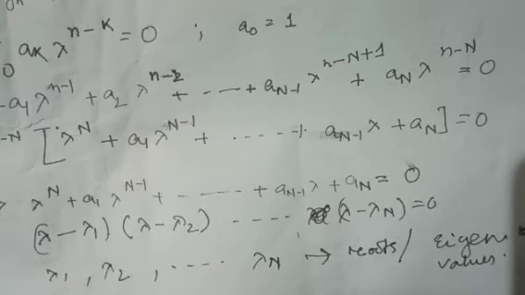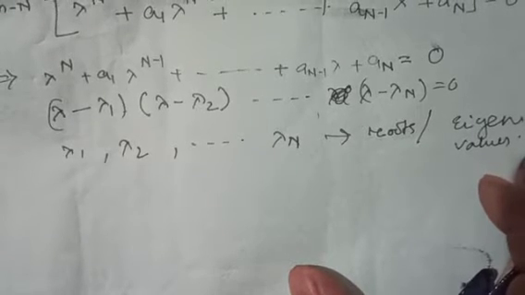That means if the roots are real, then this leads to an exponential. If the roots are imaginary, then it leads to a sinusoid, and if the roots are complex, then it leads to an exponentially damped sinusoid.